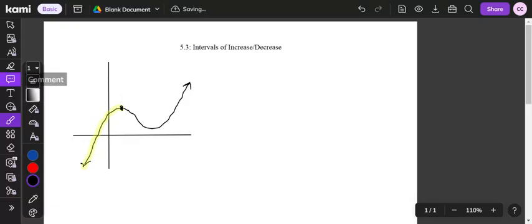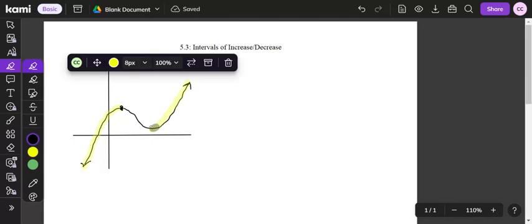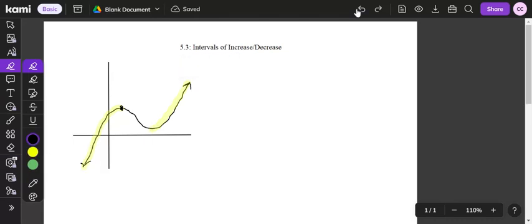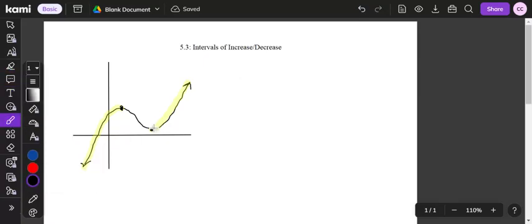And I could say we are also increasing along this interval here from the bottom of this point to the rest of the function. And then if I'm talking about decrease, of course, I could say we're decreasing between these 2 points. All right, so the yellow represents me going up the function. The green represents me going down. So yellow is increase, green is decrease.